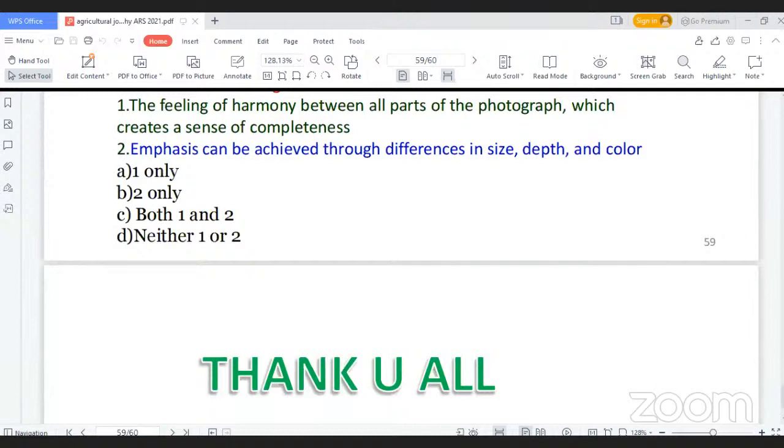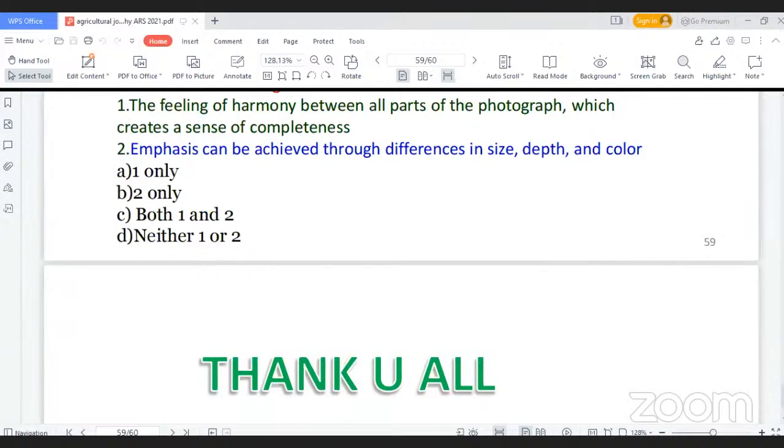Then print media, which I have already told you about: leaflet, a single sheet of printed matter; then pamphlet, 12 to 24 pages; and brochures. Brochures may be prepared about an institute, for example, brochures related to PG admission or ICAR admission, or to the ARS exam and NET exam. Then folder, I told you, a single piece of paper folded once. Newspaper: content, news, views, information, maybe daily, maybe weekly.